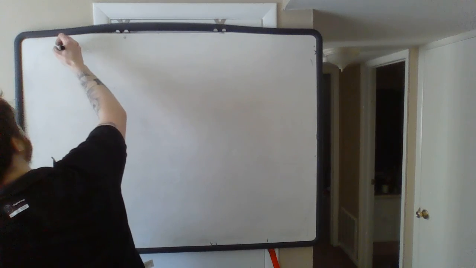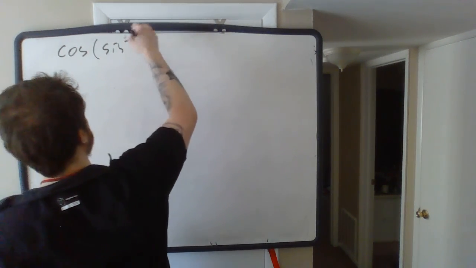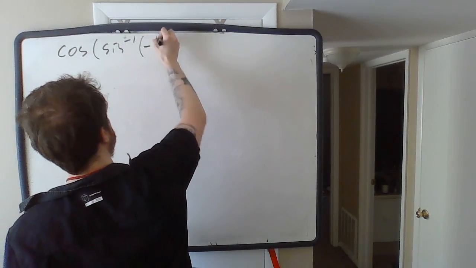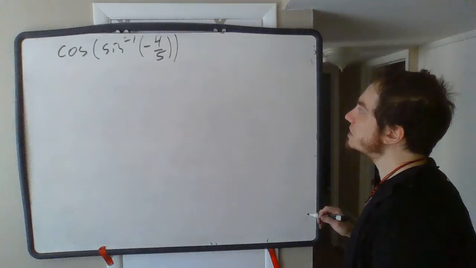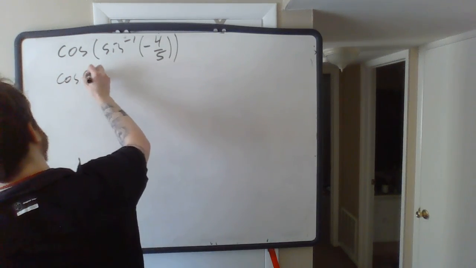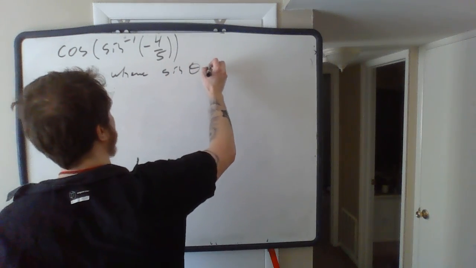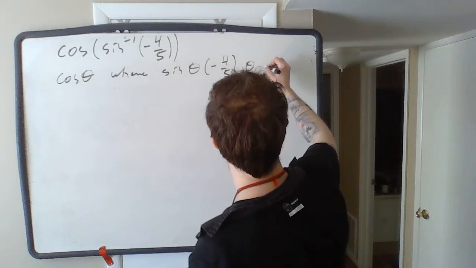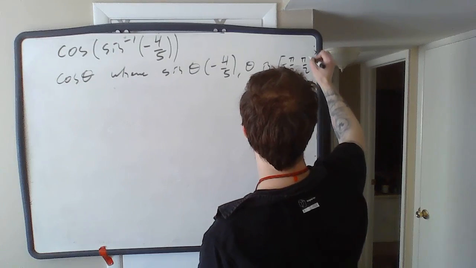Suppose that I want to find the cosine of sine inverse of -4/5. So this is going to be an angle theta. We're looking for cosine theta, where sine theta is -4/5. Also, theta needs to sit in the interval from -π/2 to +π/2.